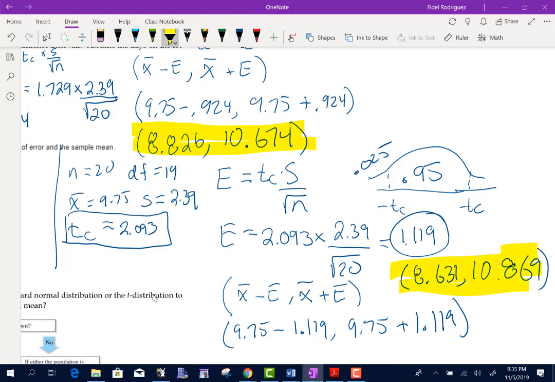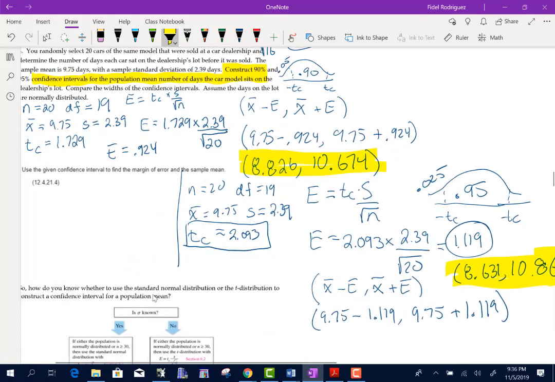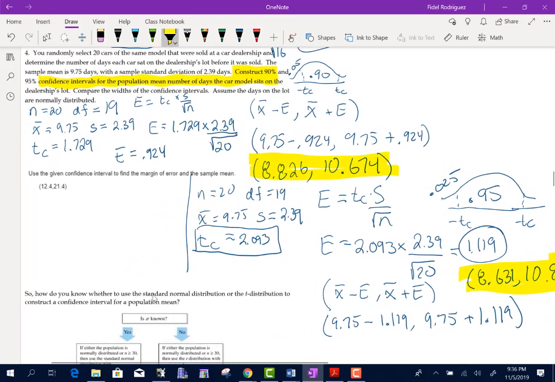Okay, so we're almost done here, guys. We're going to stop once we're done with this problem here. So we found the two confidence intervals. One of them is 8.826, comma 10.674. The other one is 8.631, 10.869. That's a long problem because it really was asking me to do two problems. But look what it says. It says, compare the widths of the confidence intervals.